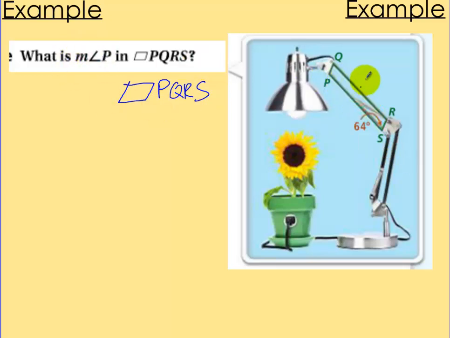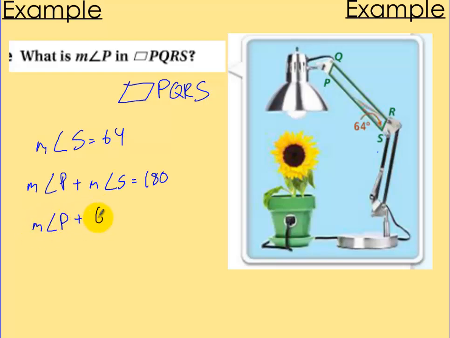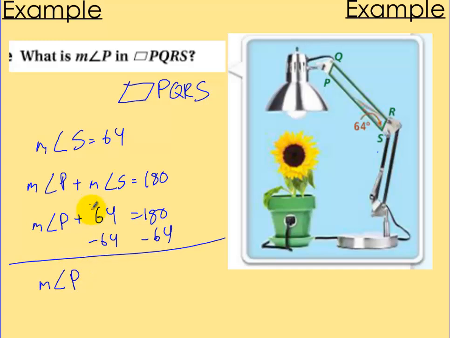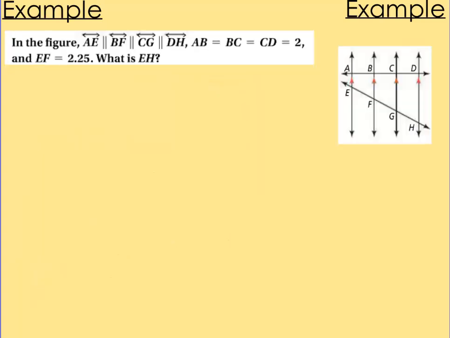So, measure of angle P, well, what do we know? We know the measure of angle S equals 64. So if S is 64 and P is a consecutive angle with S, then I know that the measure of angle P plus the measure of angle S equals 180. And if the measure of angle S is 64, I know the measure of angle P plus 64 equals 180. And I subtract 64 on both sides. And what you're going to get is the measure of angle P equals 116. And that's my answer.